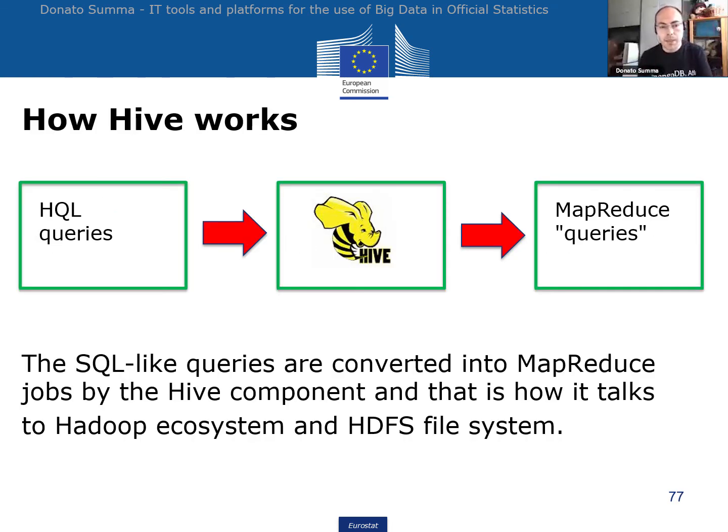So basically, the SQL-like queries, the HQL queries, are converted into MapReduce jobs by the Hive component, and that is how it talks to Hadoop ecosystem and HDFS file system. Also in this case, we are talking about a sort of an interpreter that avoids all the annoying tasks of writing directly Java programs following the MapReduce scheme.